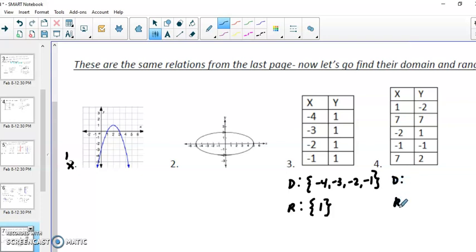Number 4, I just put DNR for domain and range. If you have a repeat value, you do not need to list it more than once. So my domain, 1, 7, -2, -1. Sorry, that first one is a 1. Now 7 I already have listed. You don't need to list that more than once. Same thing with the range, -2. I like to go in order. -1, and then let's see, we have 1, 2, and 7.